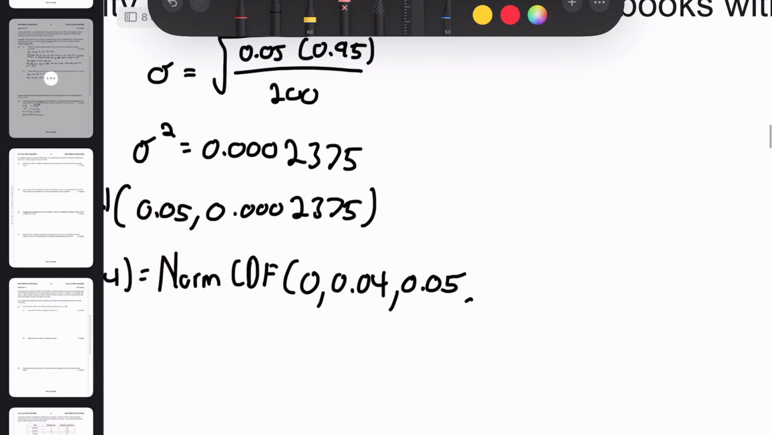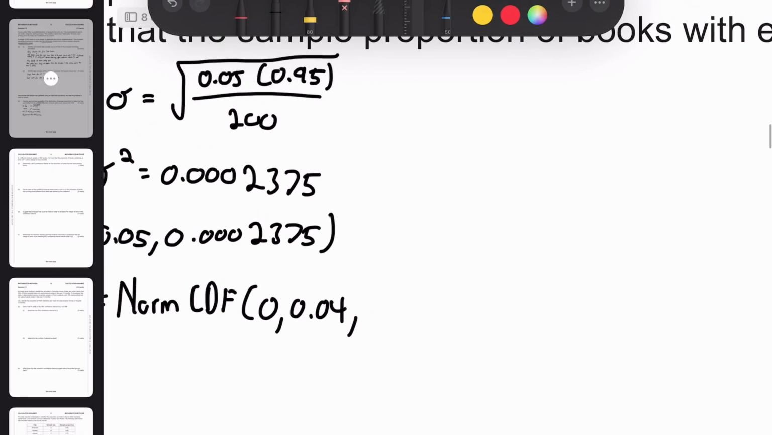Wait, is it mean first? It might not be mean first. Is it? Yes. Okay. Standard deviation first. So standard deviation is just going to be the square root of 0.05 times 0.95, all over 200. And then our mean is 0.05.